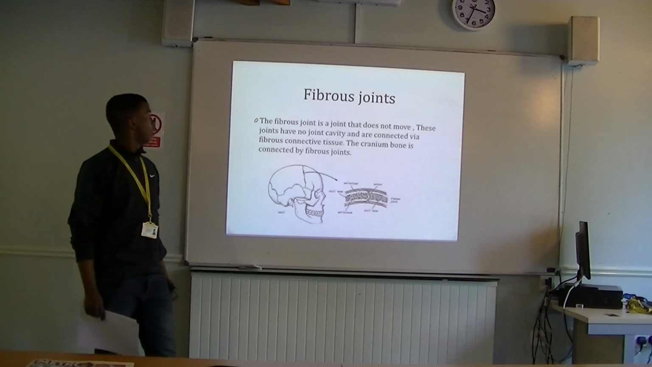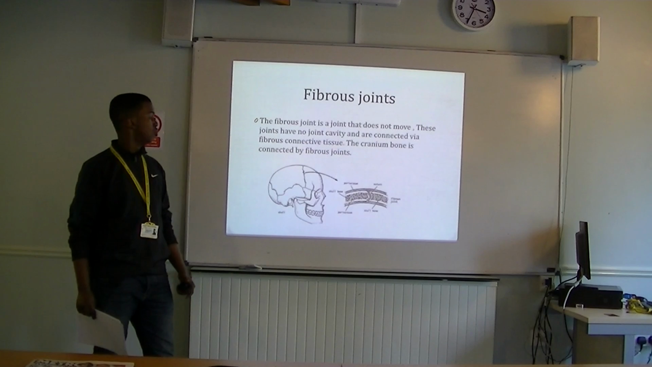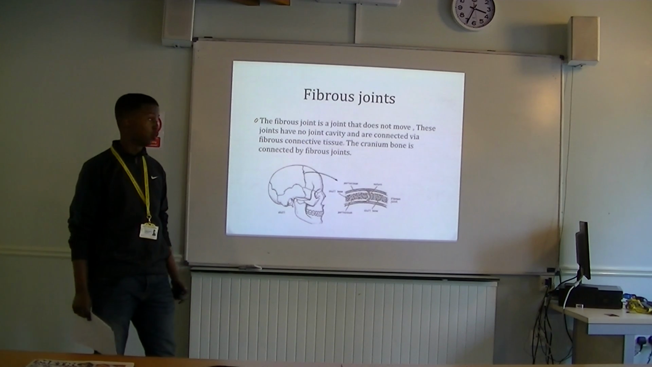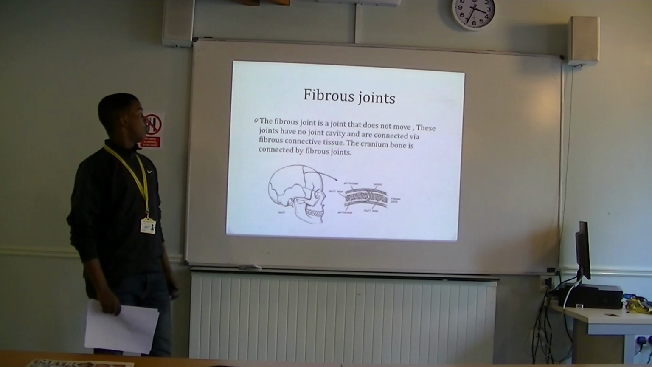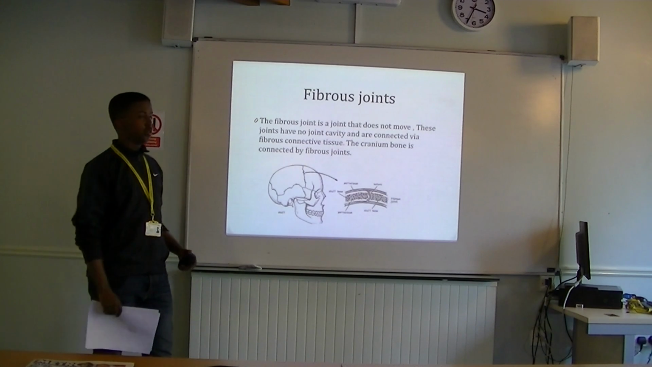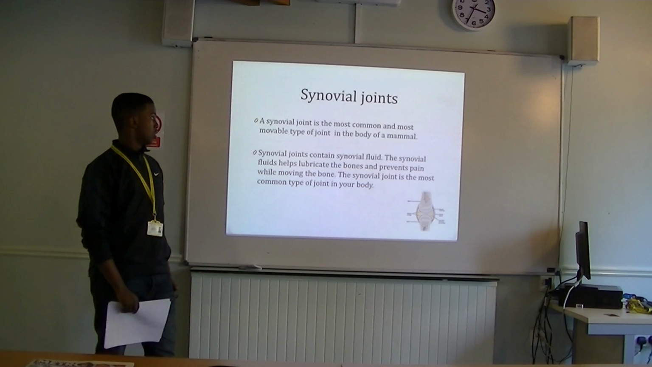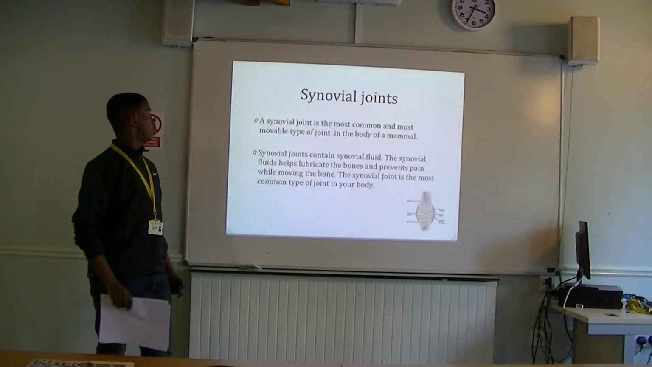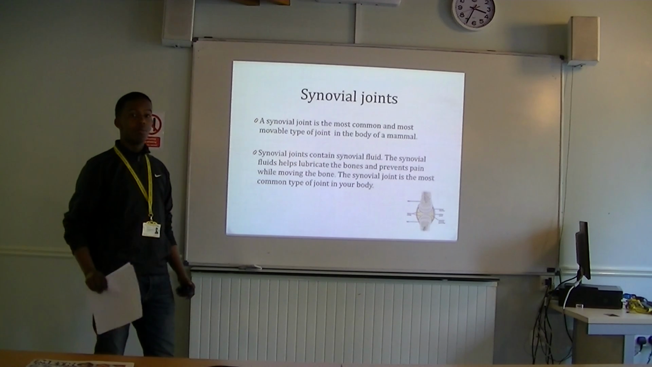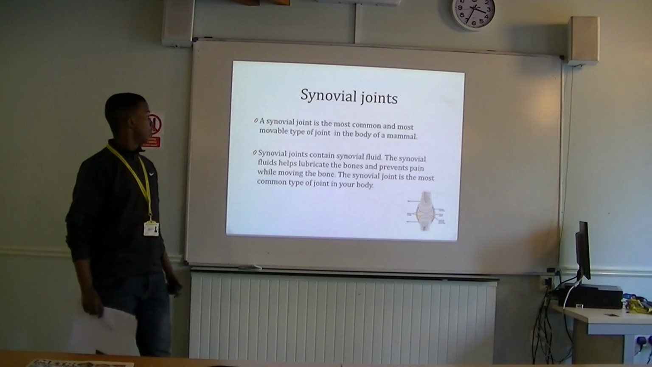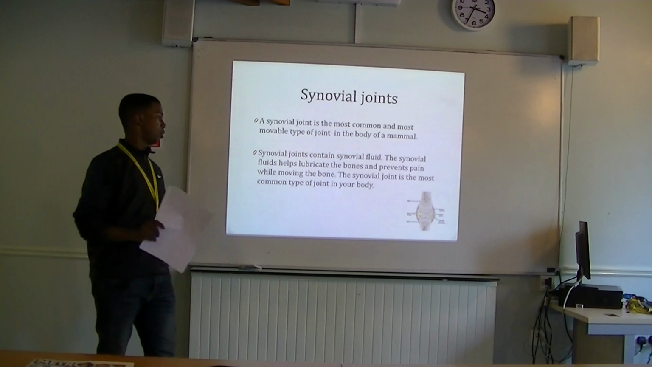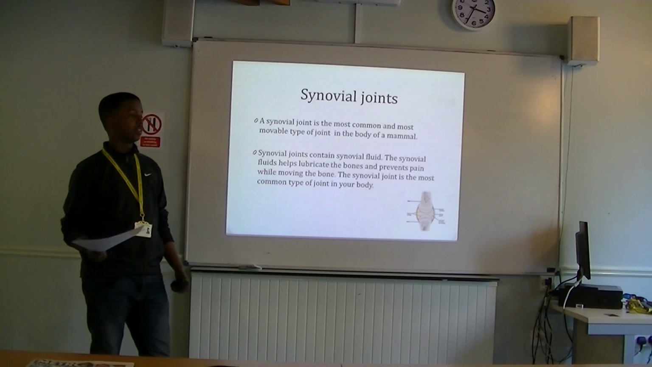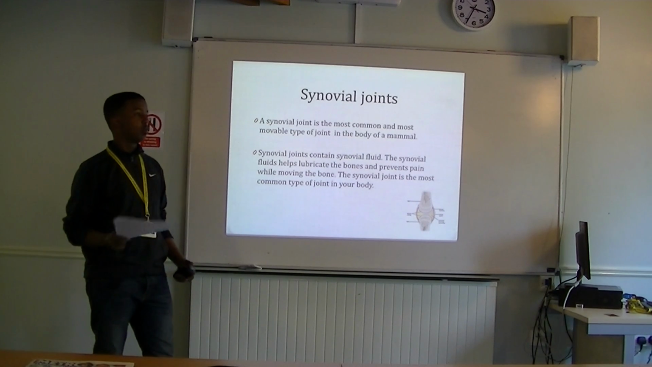Fibrous joints. A fibrous joint is a joint that does not move. These joints have no cavity and are connected by fibrous connective tissue. The cranial bones are connected by fibrous joints. Synovial joints. A synovial joint is the most common and most movable type of joint in the body of a mammal. So the synovial joint contains synovial fluid, as I mentioned before. The synovial fluid helps lubricate the bone and prevents any pain while moving the bone.